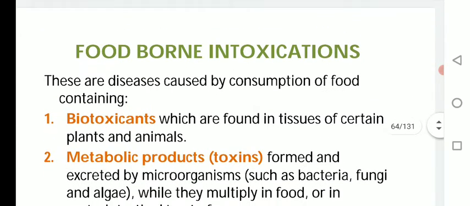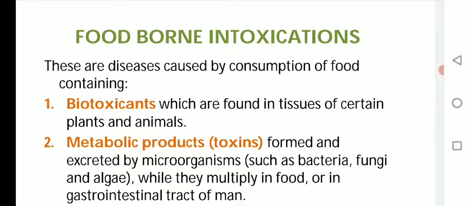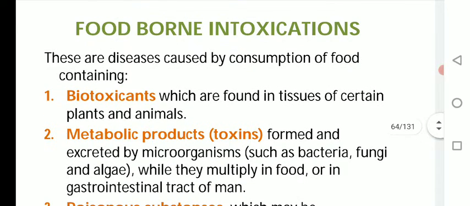Then foodborne intoxication. Now, what is meant by intoxication? Intoxication is the toxic shock syndrome which is caused by toxins that are produced by different types of microorganisms after entering into your body, and so this term is known as intoxication, meaning poisoning due to toxins that are secreted by different types of bacteria when present in food.